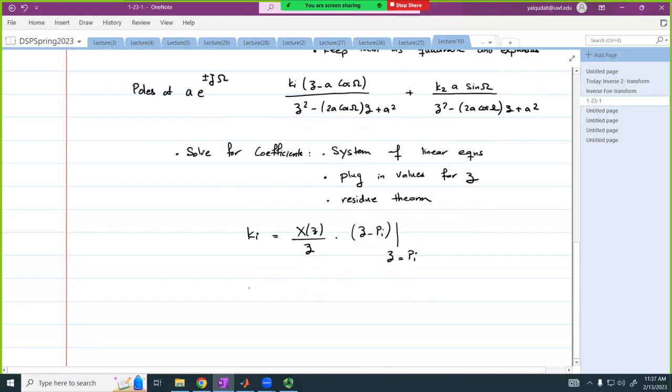We can also calculate Kin when we have repeated roots as X of z divided by z, multiplied by z minus pi to the n, evaluated when z is equal to pi. Okay.